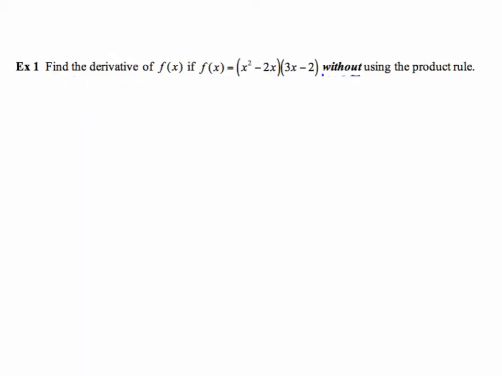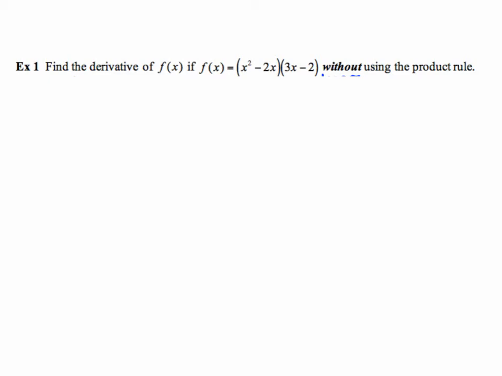In example 1, it says find the derivative of f of x given these two functions, f times g, without using the product rule. So without using the product rule, we need to multiply the two binomials together using FOIL. First, outside, inside, last.